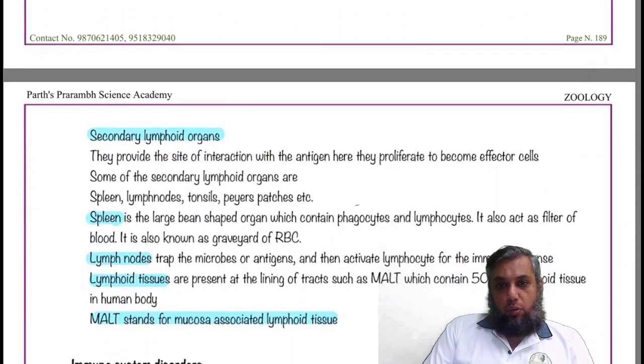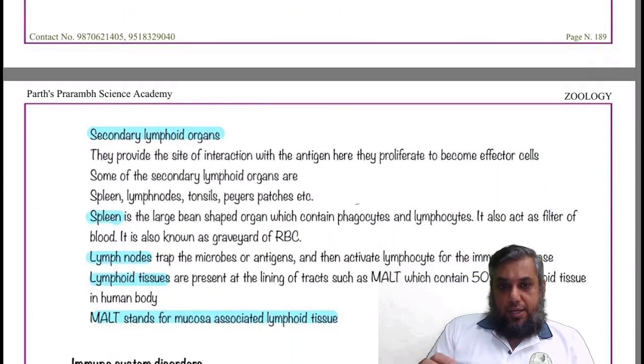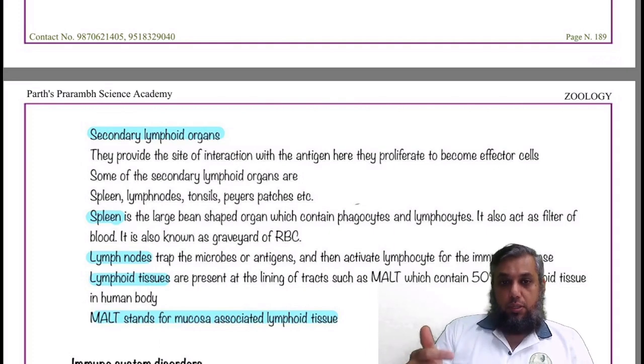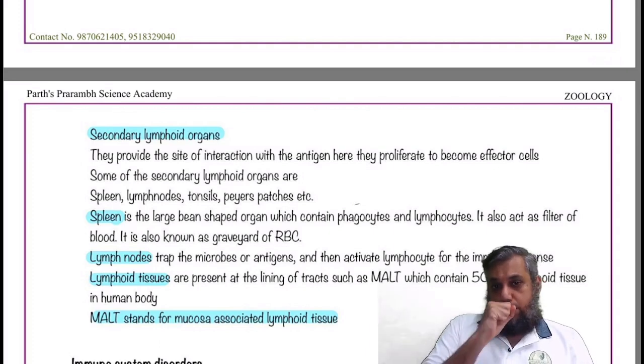And the secondary lymphoid organs, such as the spleen, which is a small bean-shaped organ near your stomach, then the lymph nodes, the lymphatic tissues, which includes the mucosa-associated lymphoid tissue.